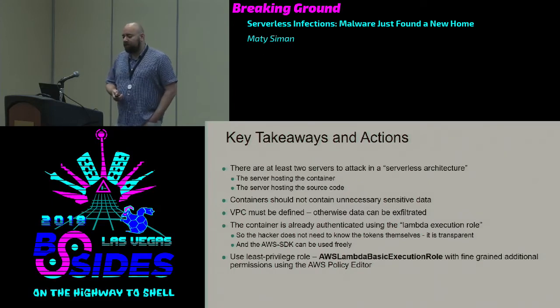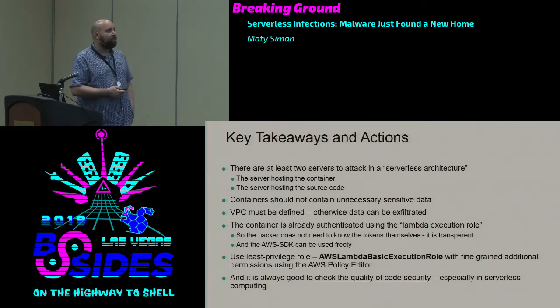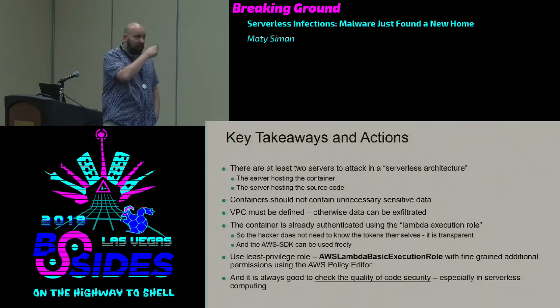So again, use least privilege role. This is right for everything, not only serverless. The AWS Lambda basic execution role needs to be fine-grained and not be all-inclusive with the top permissions. And it's always good to check the quality of the code eventually, especially in serverless computing. If we started with people who are not checking their code because it's serverless, now we can tell them, especially because it's serverless, you need to make sure you have no vulnerabilities.